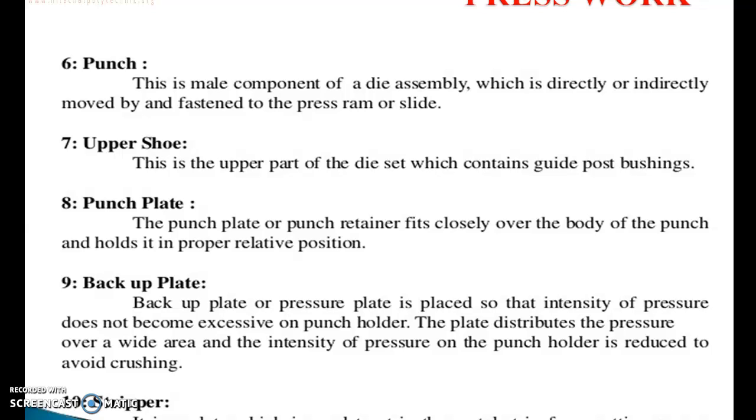Then let's discuss the backup plate. The backup plate or pressure plate is placed so that the intensity of the pressure does not become excessive on the punch holder. The plate distributes the pressure over a wide area, and the intensity of the pressure on the punch holder is reduced to avoid crushing. And the last one is the stripper. It is a plate which is used to strip the metal strip from the cutting punch.